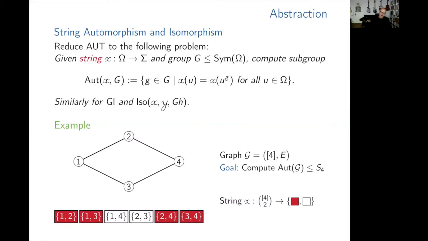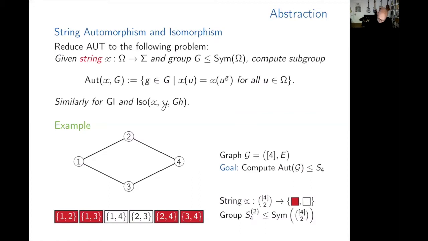Okay, and now we define a string, and the domain of the string is just the unordered pairs of elements, and we color the unordered pairs red if there's an edge, white if there's no edge. So this here is our string. There's all unordered pairs. There's an edge from 1 to 2 and from 1 to 3, no edge from 1 to 4, no edge from 2 to 3, and so on.